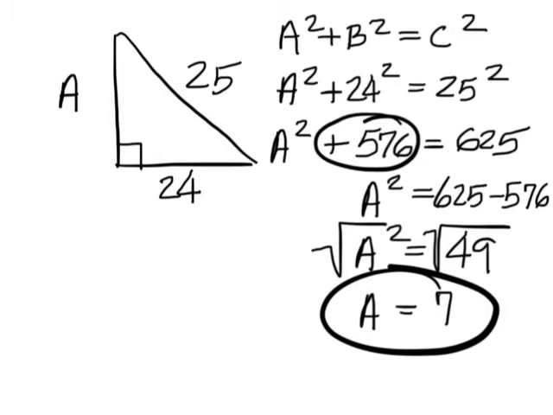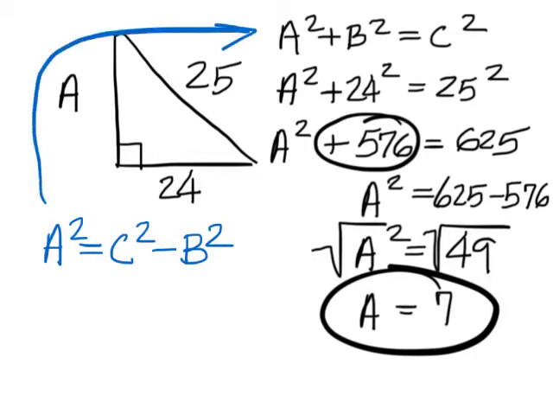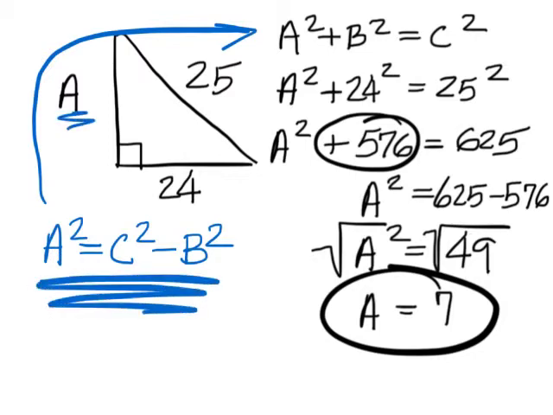In general, you could write a new formula that looks like this. A squared equals C squared minus B squared. And that comes from the same formula up here. We've simply solved it for a different variable. So when you're missing a leg, you can remember this formula and do that right off the bat instead of writing this, this, and this. It would take you straight to this part there.